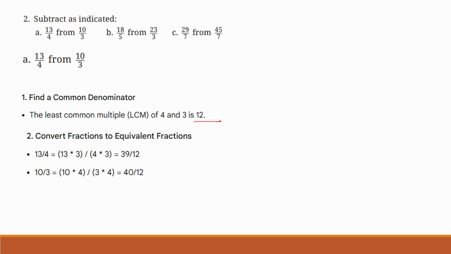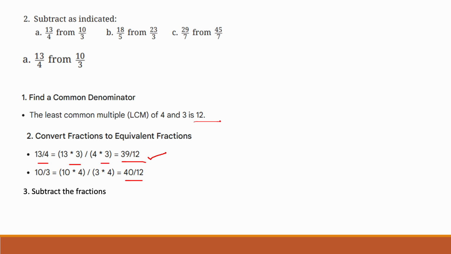So 13 by 4 becomes 39 by 12. So multiply both numerator and denominator by 3. Then 13 into 3 is 39 and 4 into 3 is 12. So 13 by 4 becomes 39 by 12. Then 10 by 3. Multiply both numerator and denominator by 4. Then you will get 40 by 12.